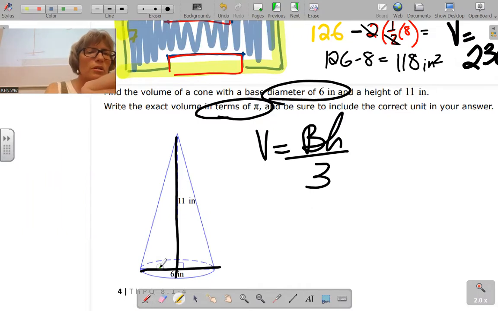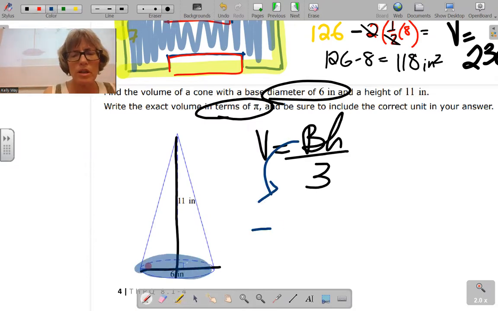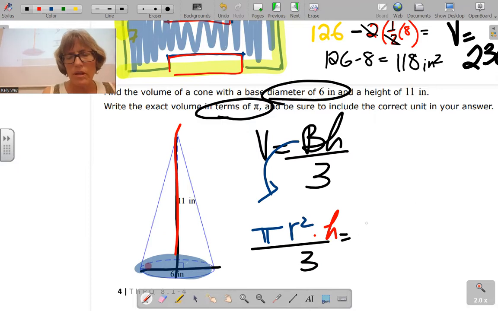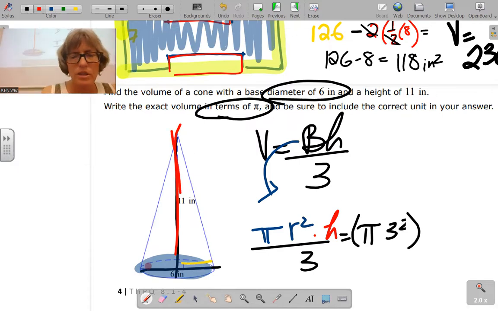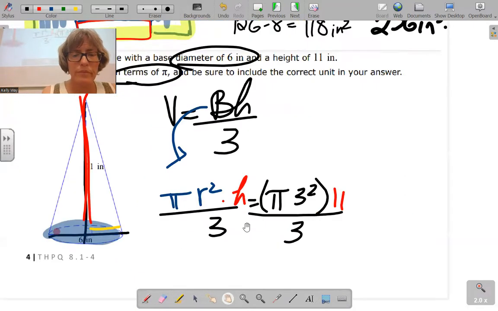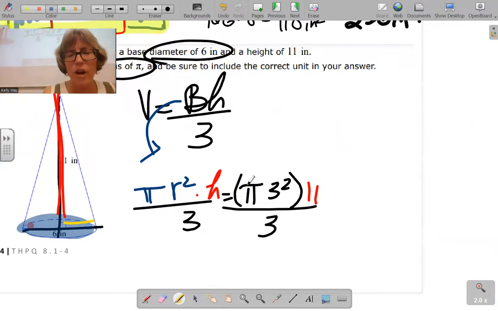Super easy, folks. My base is this circle. So we come here, base is pi r squared, and our height is right there over 3. So we have pi, our radius is half of 6, which is 3, so 3 squared, times our height, which is 11 over 3. So let me just clarify. This is the base, this is the height, and it's over 3 because it's a cone.